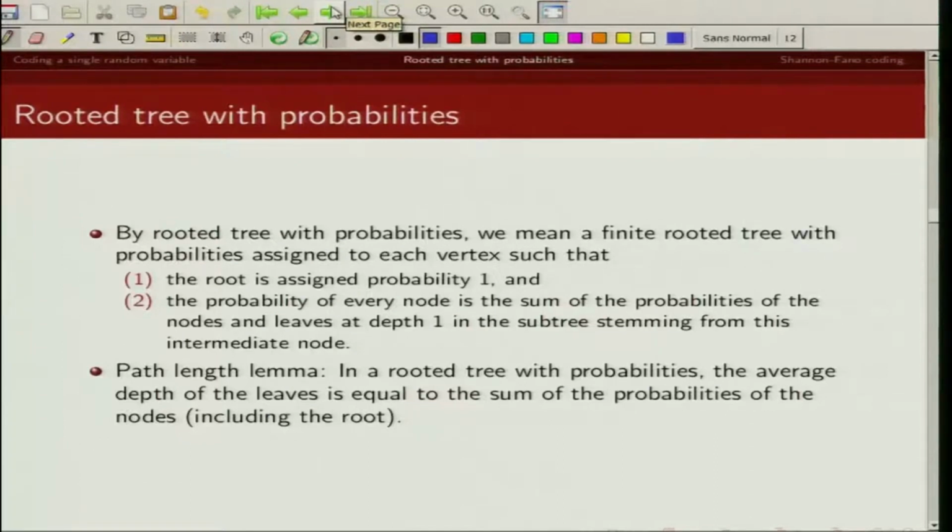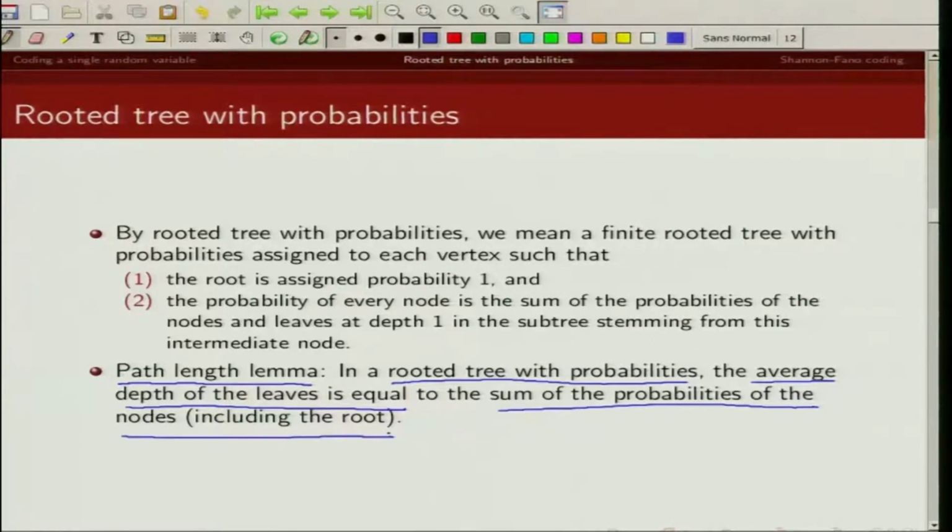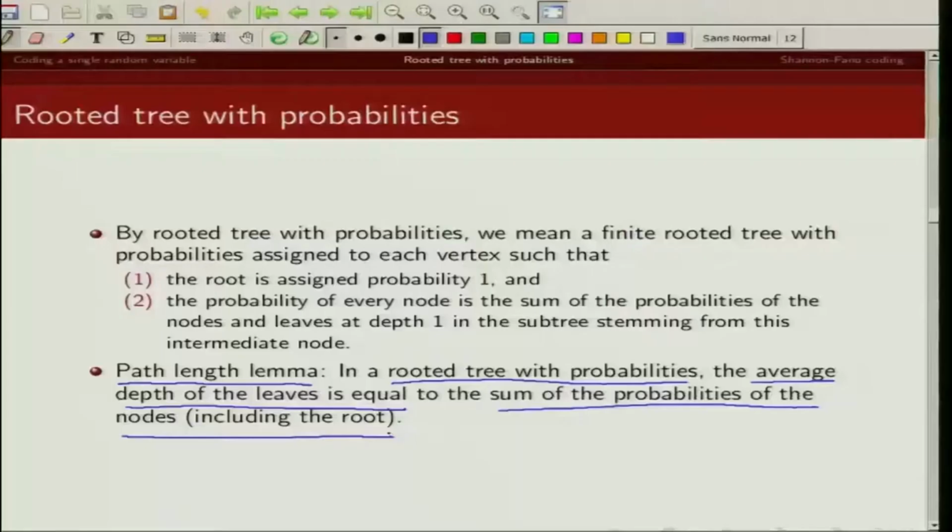Now we are going to prove a lemma which is called the path length lemma. In a rooted tree with probability, the average depth of the leaves is equal to the sum of probabilities of all the nodes including the root node. So what we are saying is the average depth of the leaves in a rooted tree with probability is equal to the sum of probabilities of all the nodes including the root node. So let us prove this.